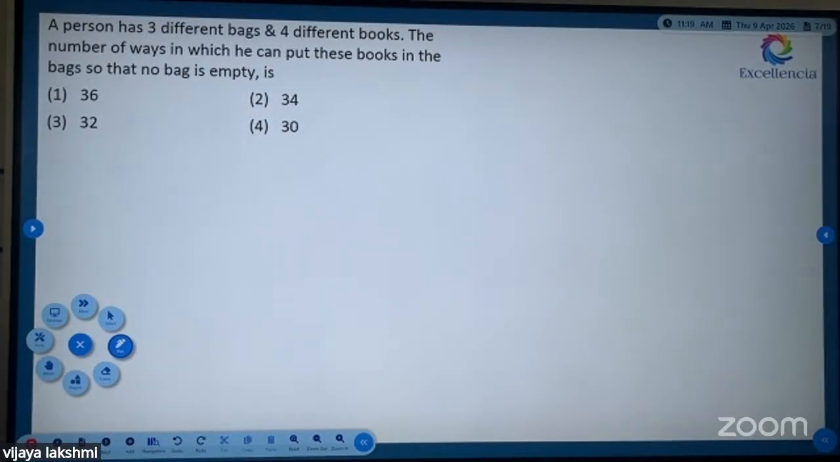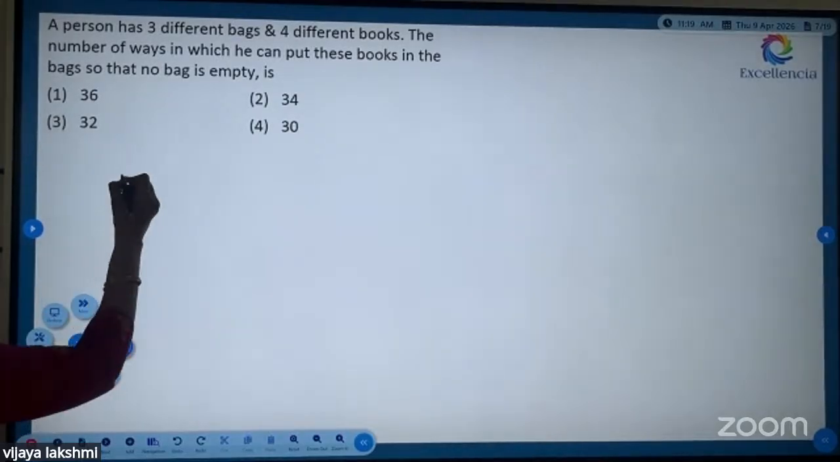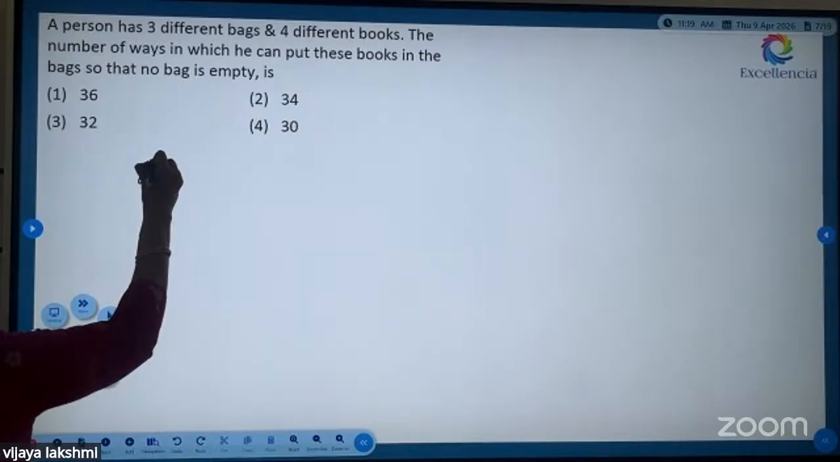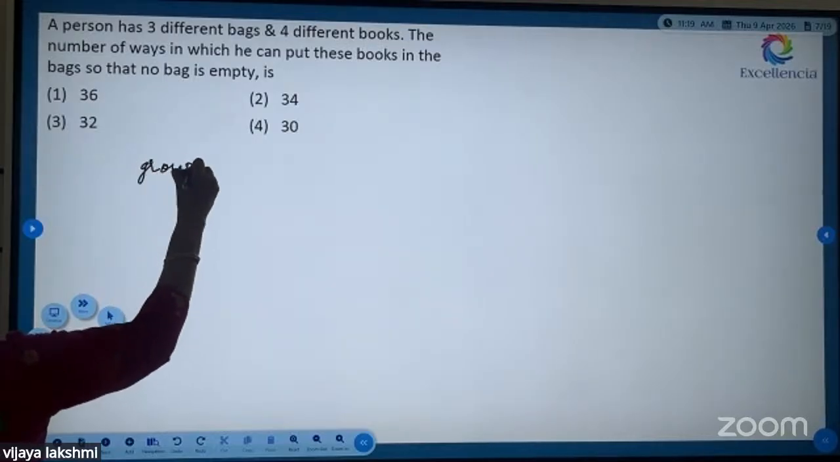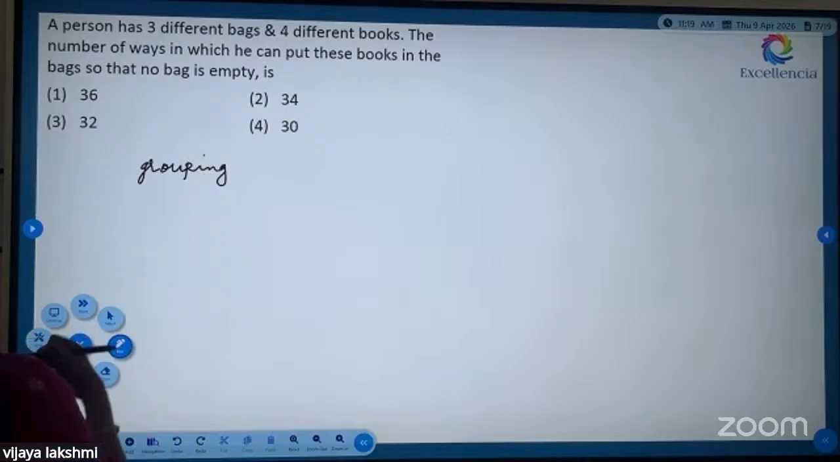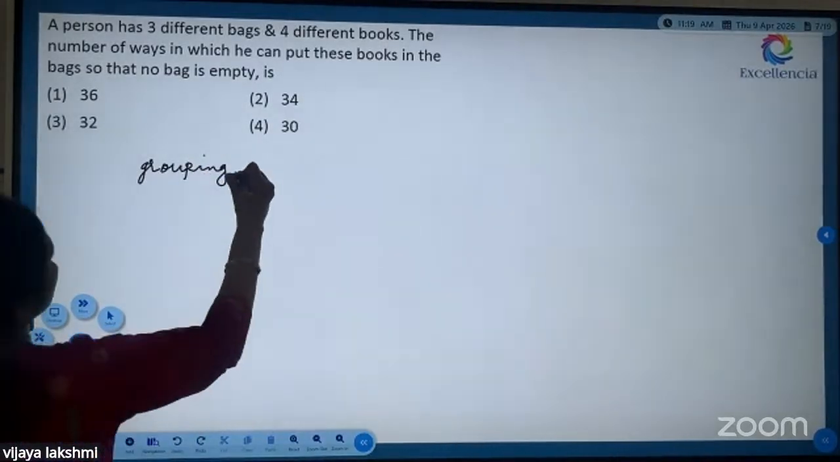A person has 3 different bags and 4 different books. The number of ways in which he can put these books in the bags so that no bag is empty. That's why this goes under grouping. We have 3 bags, that's why 3.